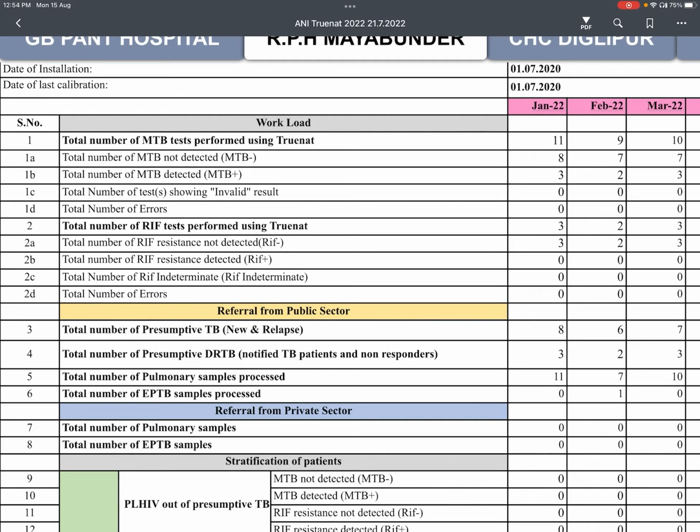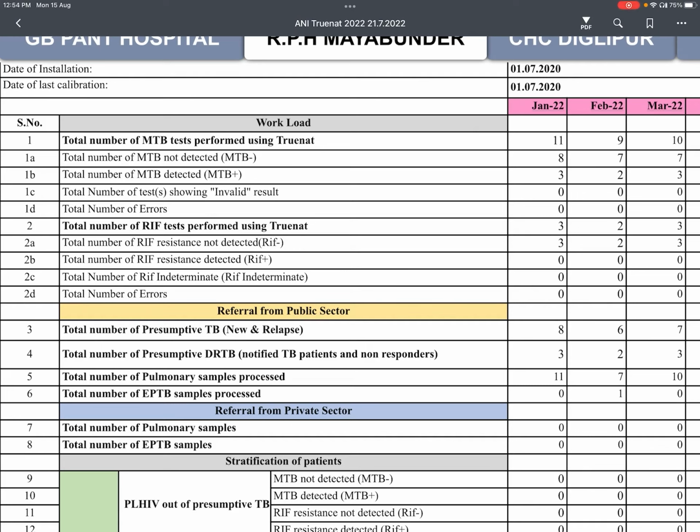Then if you add 1A, 1B, 1C, 1D, you should get the total number of MTB tests performed. You can subtract this from the stock of last month's MTB test chips, and you can find the current stock which is available. Okay. Then we have the RIF test. The RIF test again has bifurcations like 2A, 2B, 2C, 2D.